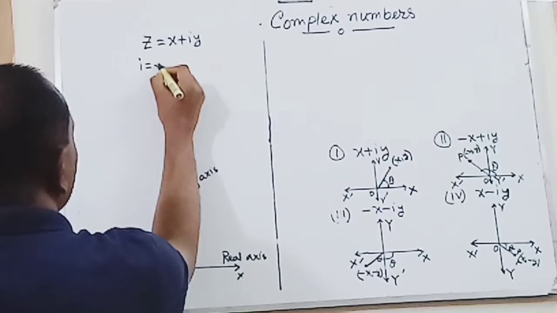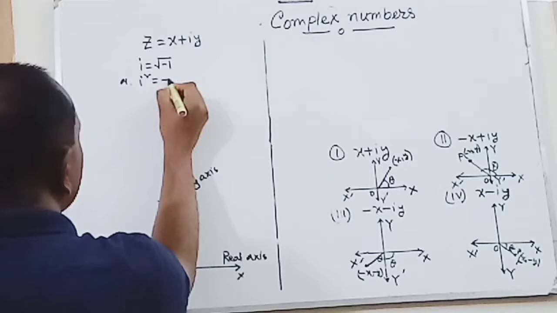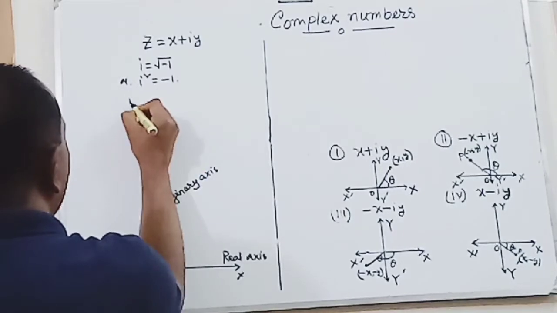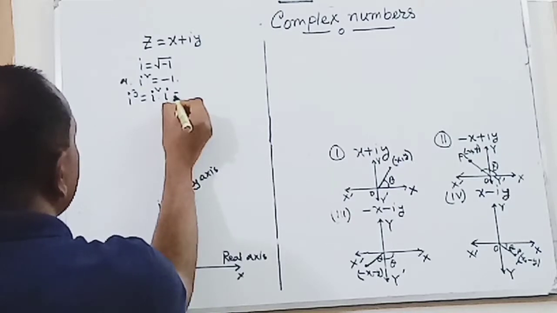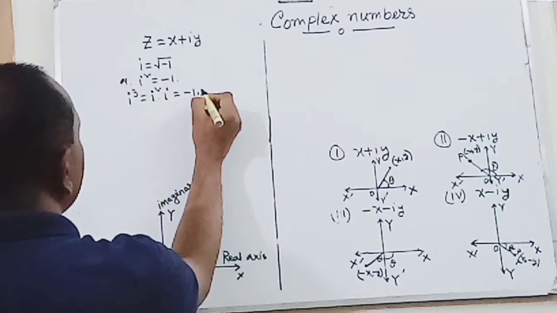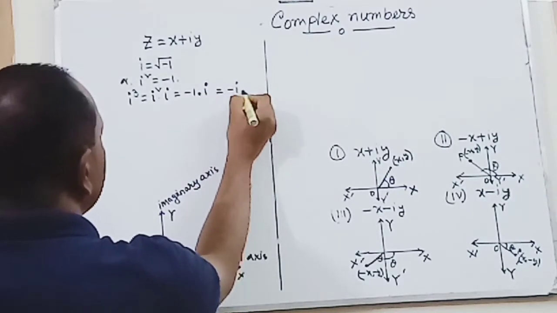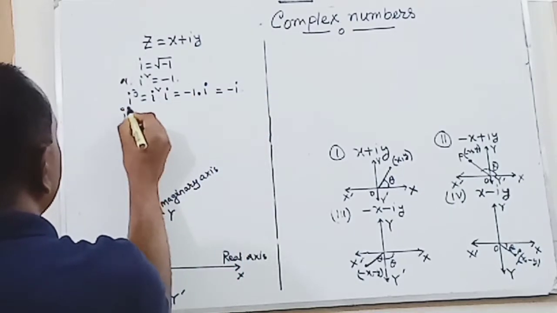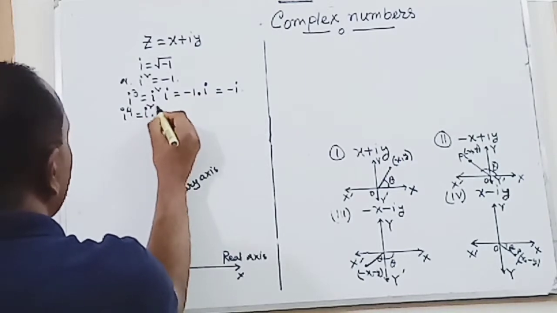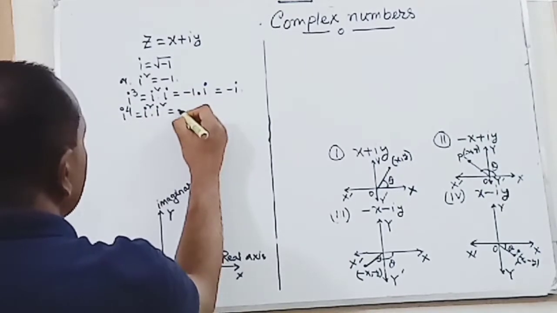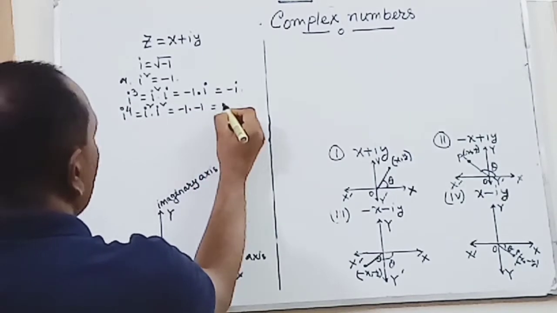i is equal to root of -1. Now by squaring you will get i square is equal to -1. Now if you take i cube, then i cube can be written as i square into i. i square is nothing but -1 and i as it is, so you will get -i. Now if you take i to the power 4, then i to the power 4 can be written as i square into i square. i square is -1. Again i square is -1, then you will get 1.